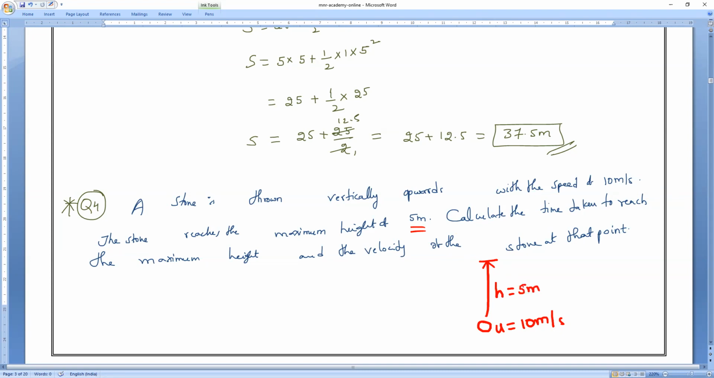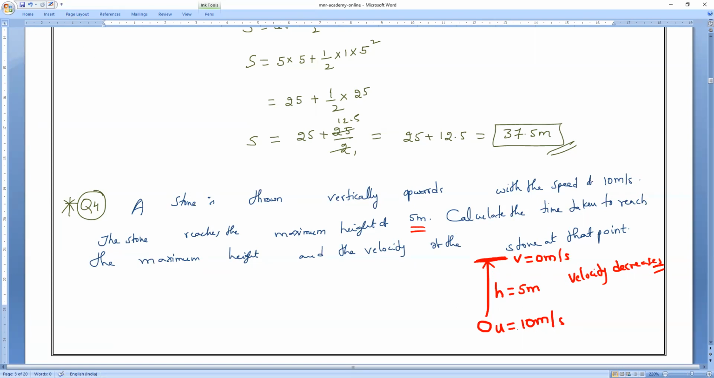Now, yesterday's class, if you check it, if a ball is thrown, does velocity keep on decreasing or increasing? Going up, velocity decreases. So after reaching a certain height, what does the final velocity become? 0 meter per second.